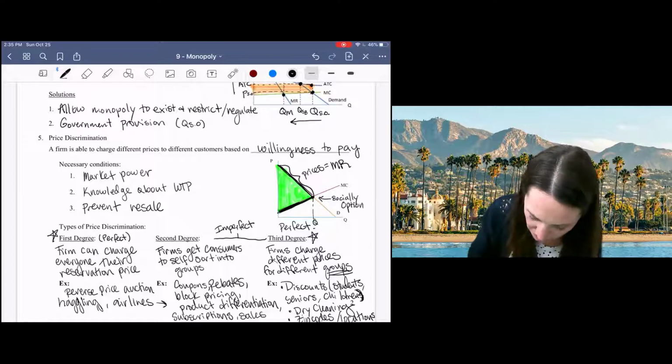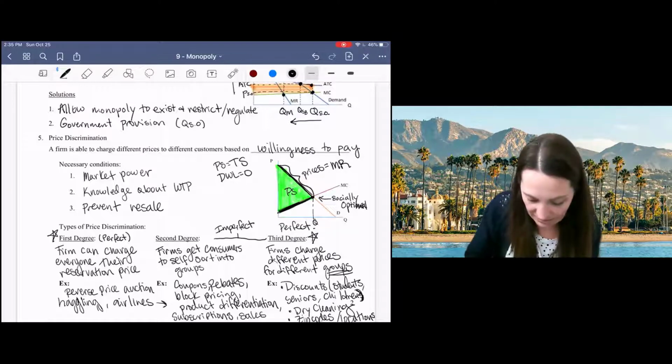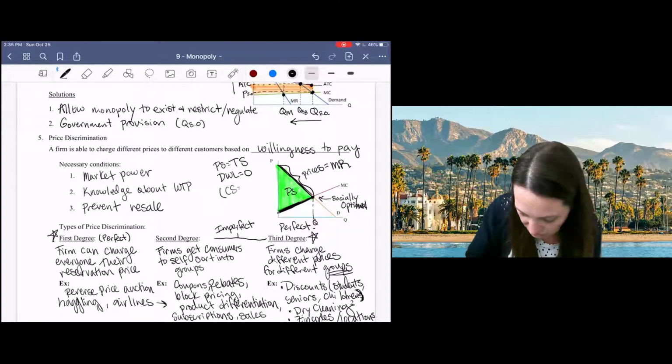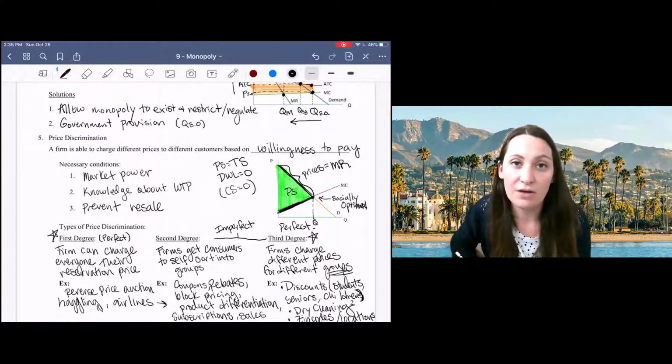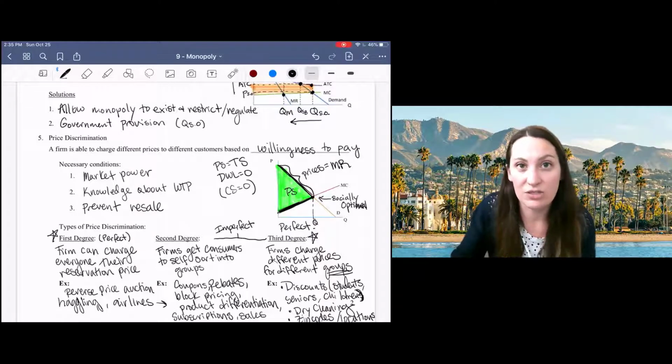Producers capture all of the surplus, so producer surplus is equal to total surplus, and there's no deadweight loss. Consumers earn zero surplus, but you will notice that every consumer that wants to buy this product is able to buy the product. Unlike the monopoly, where we have a group of consumers that would like to buy the product but are unable to do so.